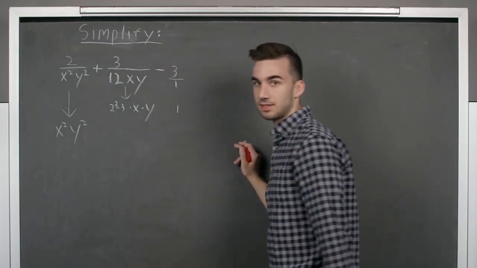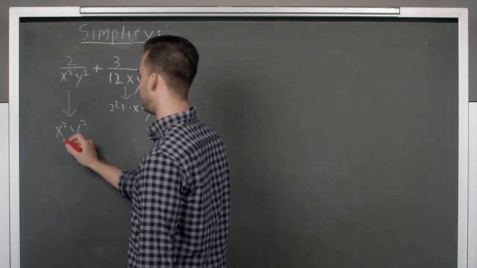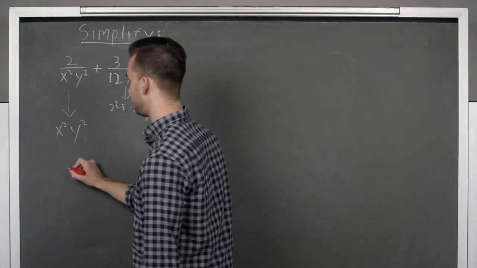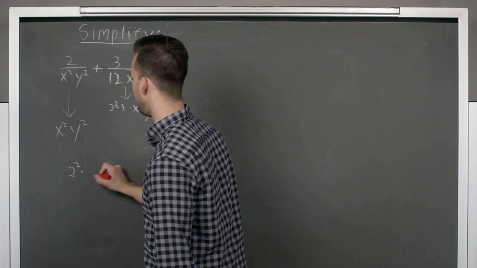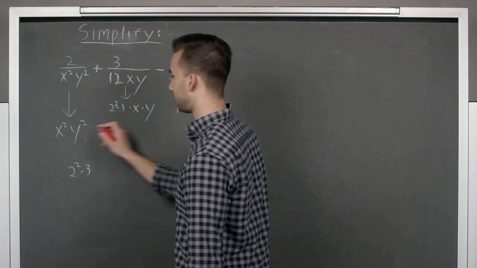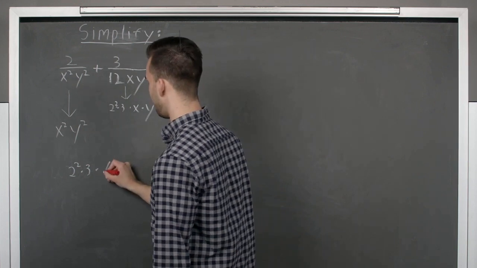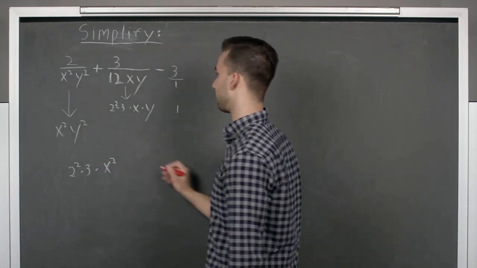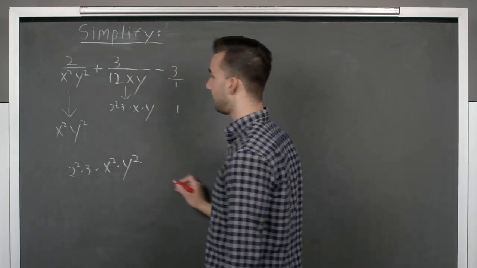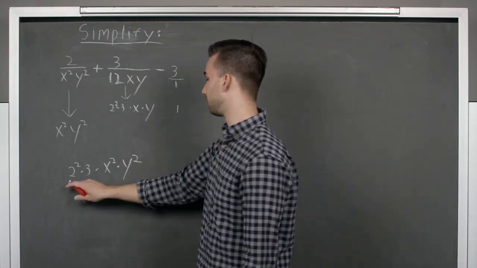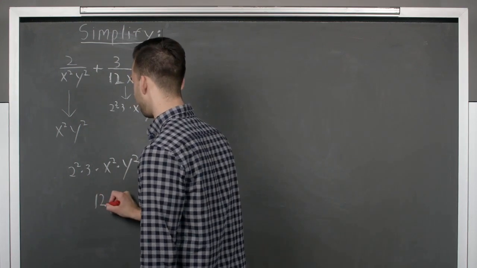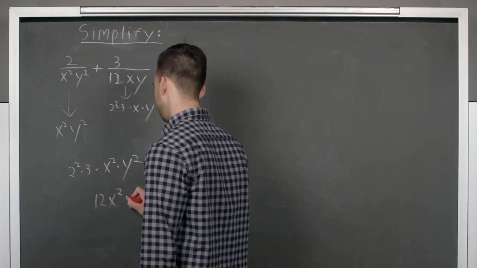Now to find our least common denominator, we can write what is the highest. Let's start with 2. Highest exponent of 2 is 2 squared. And then our highest exponent of 3 is just 3. Then for our x, our highest exponent of x is x squared. And then for y, our highest exponent of y is y squared. Now we can simplify that. That gives us 2 squared is 4. 4 times 3 is 12. So 12x squared y squared is our least common denominator.